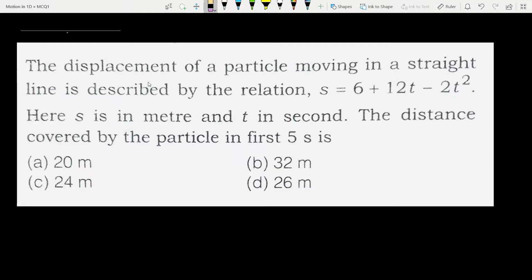Now we will solve this question. In this question it is given that the displacement of a particle moving in a straight line is described by the relation s is equal to 6 plus 12t minus 2t square. Here s is in meter and t is in second. The distance covered by a particle in first 5 seconds is.